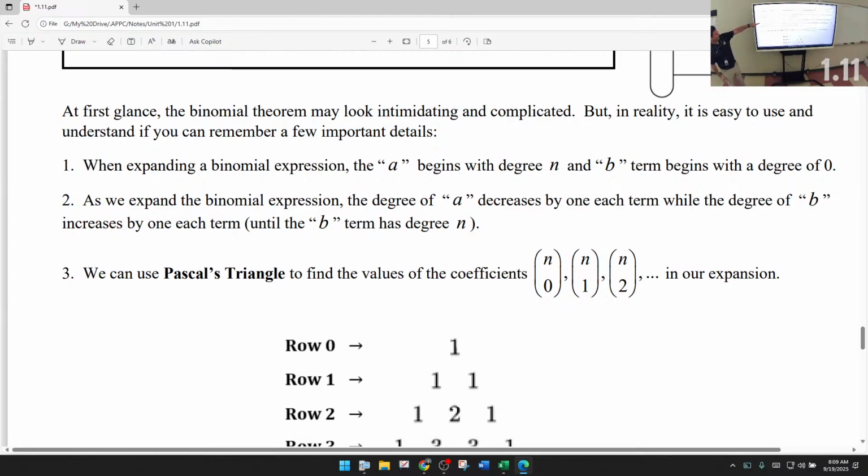So when expanding the binomial, A begins with degree n, B begins with 0. As we expand the binomial, the degree of A decreases by 1 each term. A has degree n, n minus 1, n minus 2, n minus 3, n minus 4 until I get to 0. B starts with B to the 0, B1, B2, B3, B4 until I get to Bn. Okay? Increases by 1 until we get to n. So that you need to know.